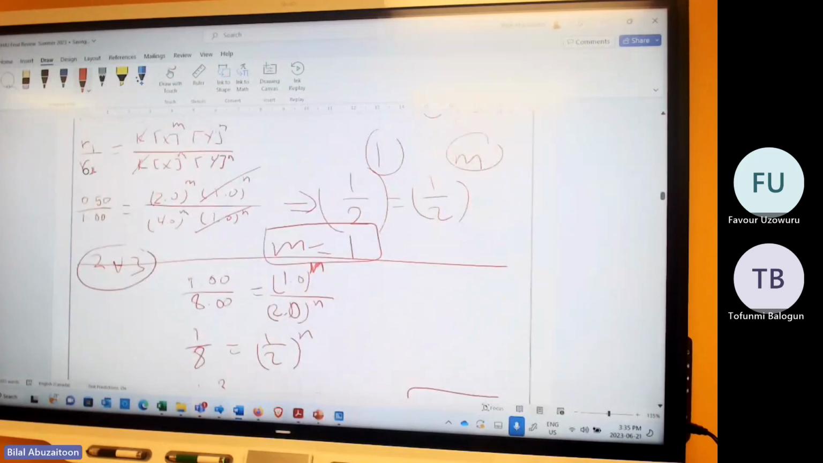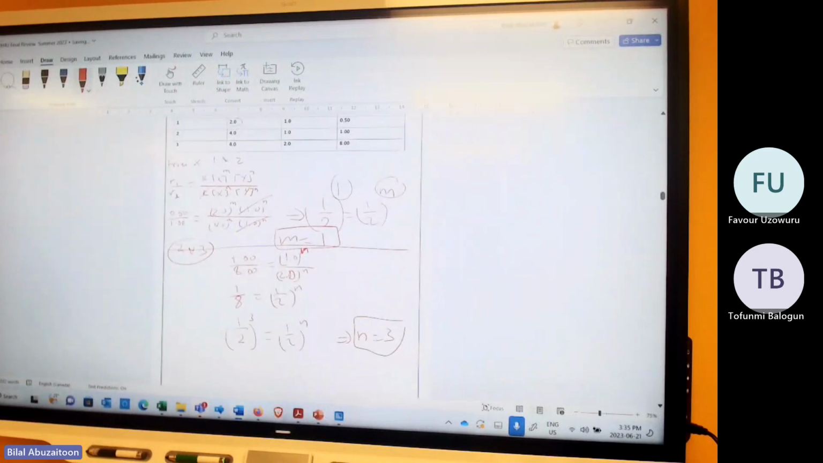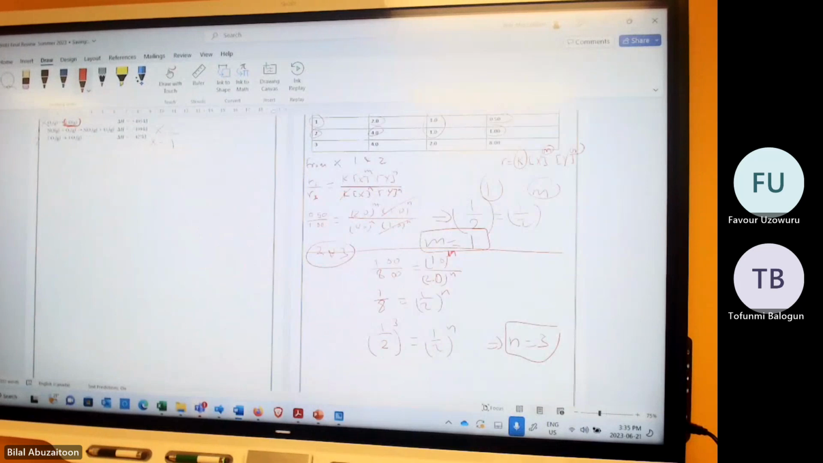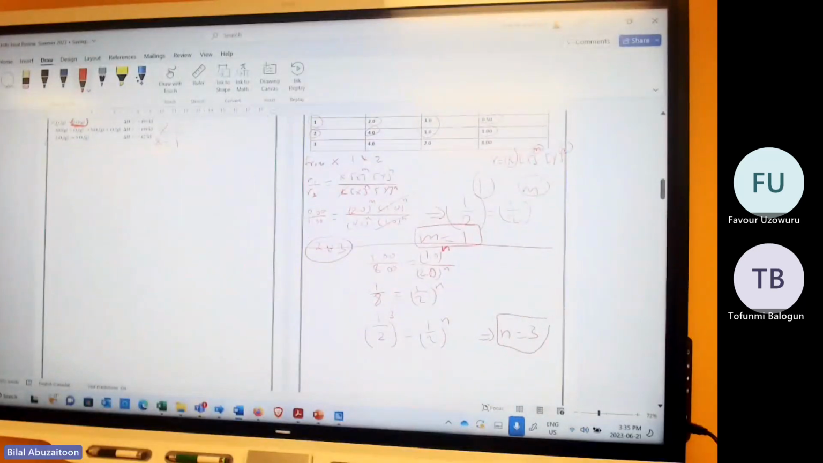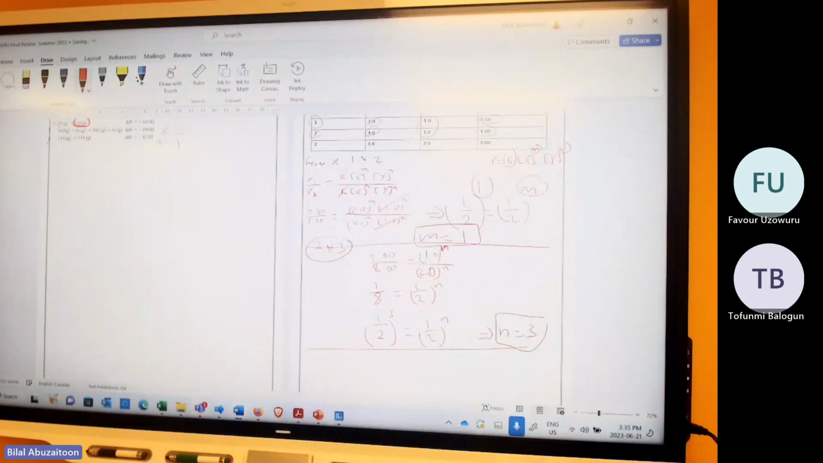Now take any experiment, any one of them. Let's take the first one, for example. Hold on, let's find it first. Take the first experiment, experiment 1. Now, R equals 0.5, right? Equals K, this is what we want to find, times the concentration of X, which is 2 to the power of 1, times the concentration of Y, which is 1 to the power of 3, right?